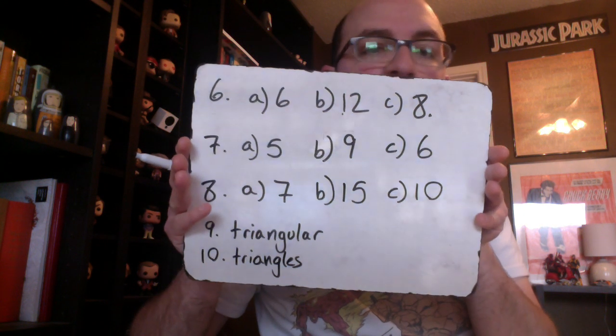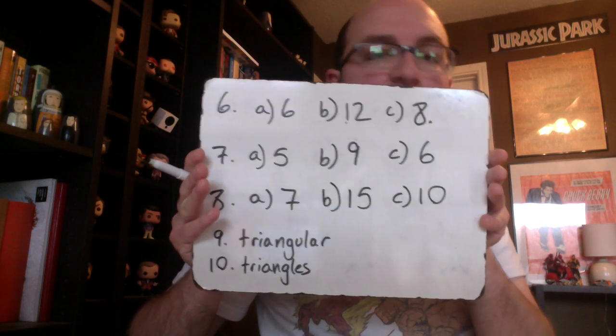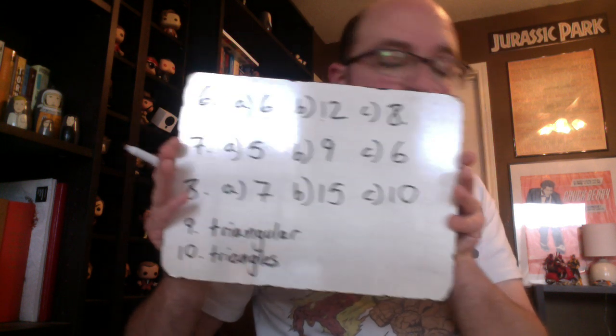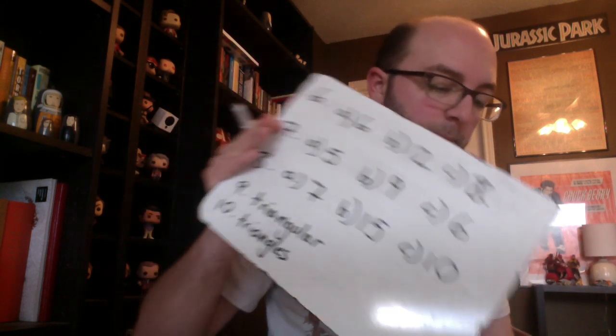So there are our answers for page 160. I put A, B, and C for the table. That's just A is number of faces, B is number of edges, C is number of vertices. Okay, on to our next one, page 161.